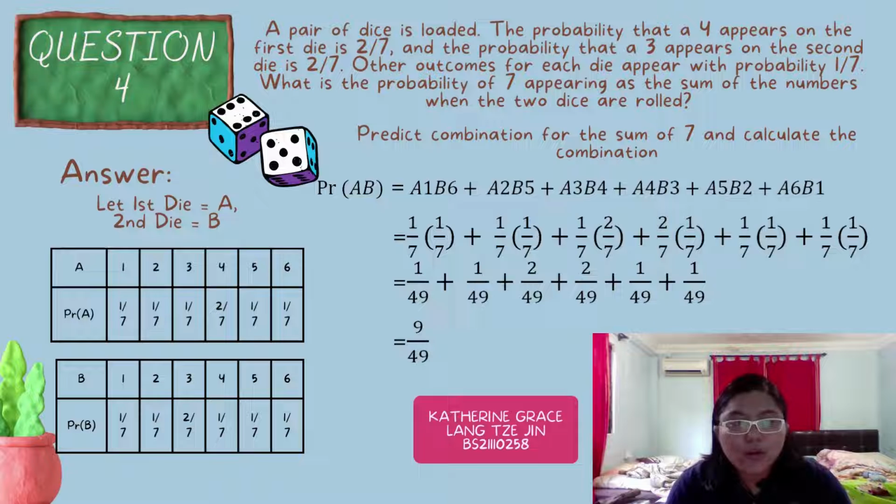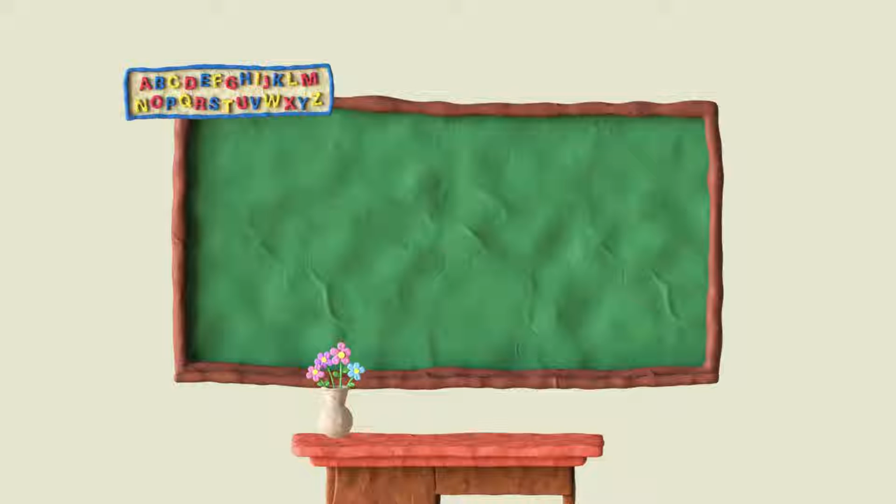Now we look to find the combinations for the sum of 7. As you can see, I wrote my formula as the probability of the sum equals A1 B6 plus A2 B5 plus A3 B4 plus A4 B3 plus A5 B2 plus A6 B1. These are all the probabilities that I found. We can replace each combination with its probability. The answer will be 9/49.